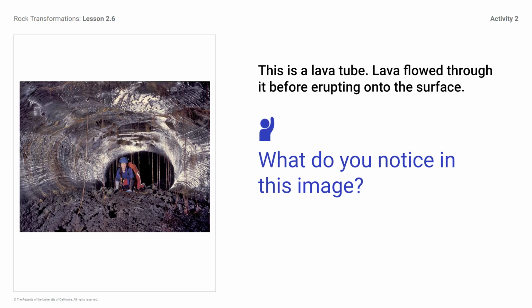There are plant roots dangling from the top of the tunnel. The sides of the tube are shiny, but the bottom of it isn't. There are lines on the sides that look like watermarks. Maybe they are lava marks that show how high the lava was. Geologists explore lava tubes to better understand how lava moves when it is underground. This lava tube is in Hawaii.